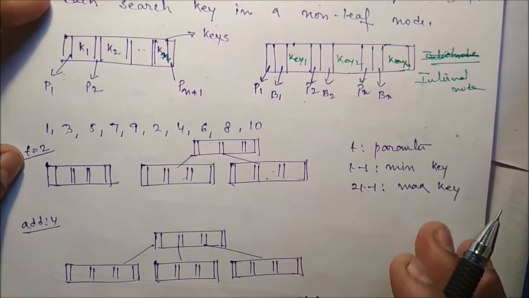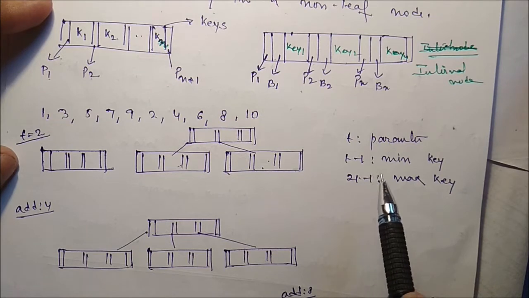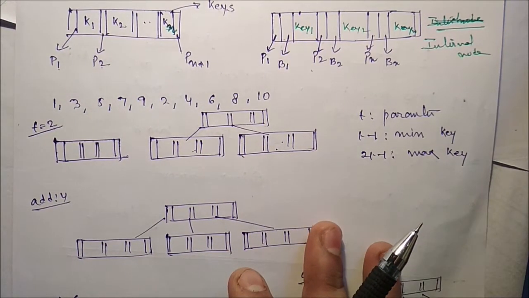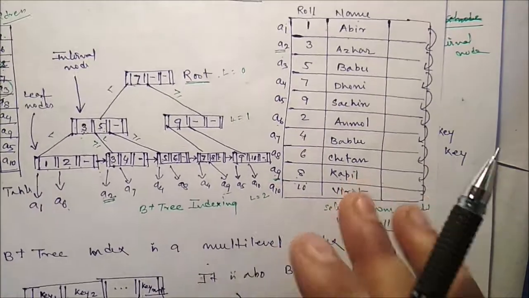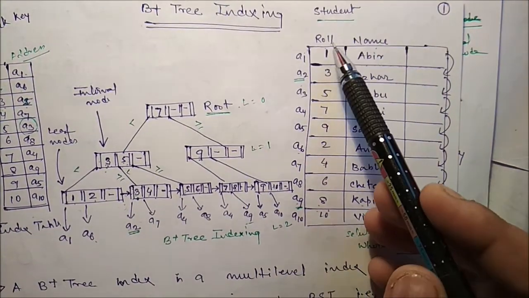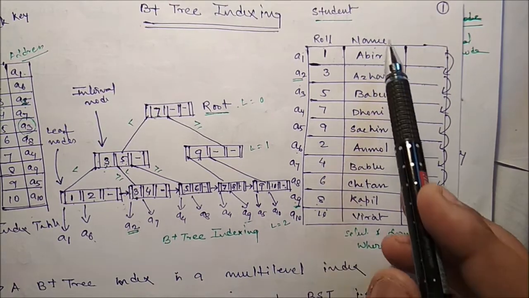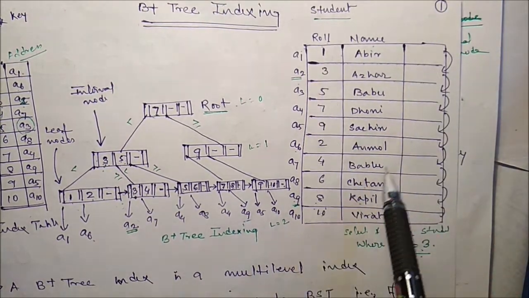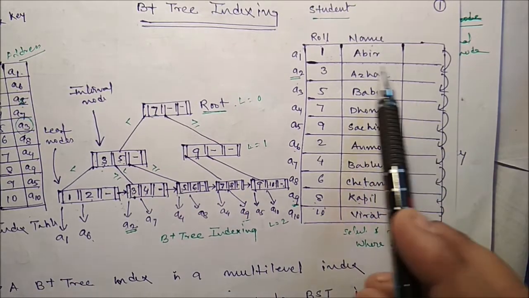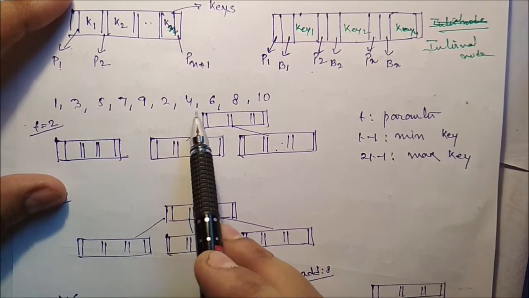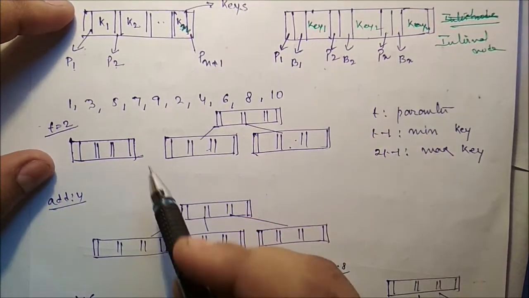First of all, let us see how to construct a B tree. Say we have a student table where the roll numbers are 1, 3, 5, 7, 9, 2, 4, 6, 8, 10, along with the names, and we want to construct a B tree index. So how do we construct it? The first data is what?